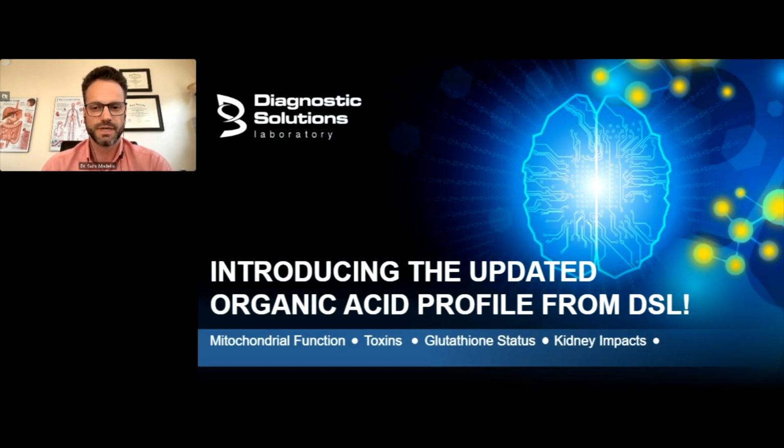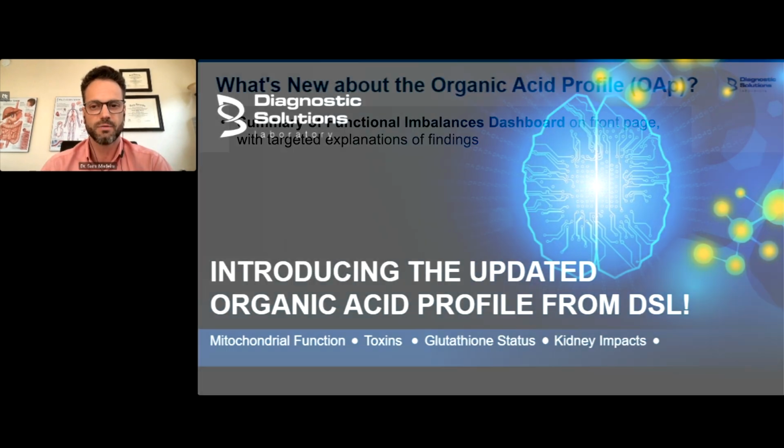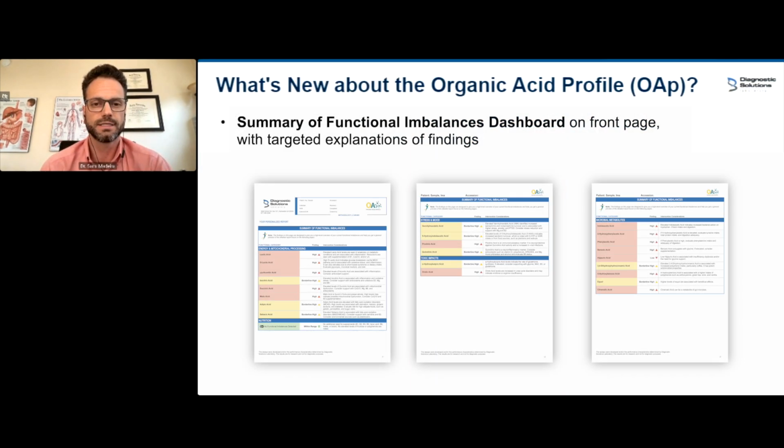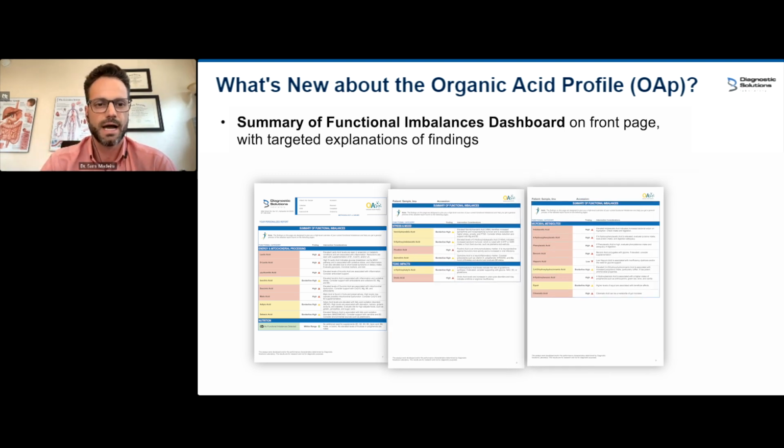So I'm briefly going to introduce the new and improved organic acid profile, what's new about it, essentially, and what's unique about it. So first of all, there's a summary page, a summary of functional imbalances dashboard on the front and first pages, and it kind of highlights it in red and yellow and green, telling you, hey, these are the things that you need to pay attention to. We've already summarized the highs and lows for you and what is truly out of balance.